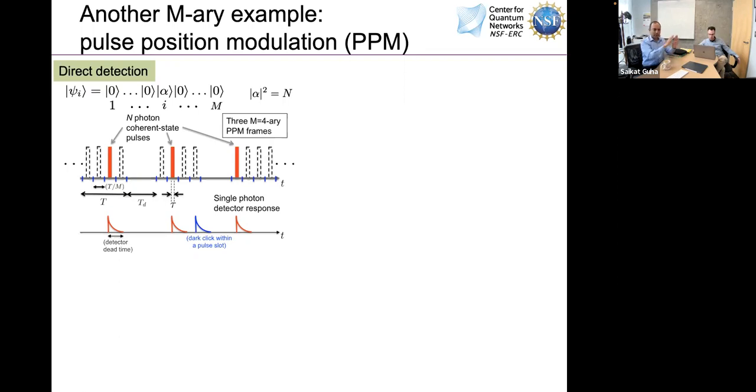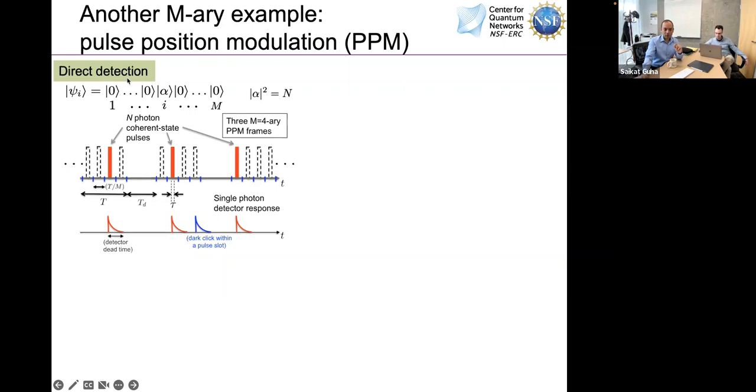So there are M possibilities. Alpha could be either in the first time bin, second time bin, third time bin, but all the other time bins are 0, and you've got to figure out where that pulse is. So the receiver that you're going to use is direct detection.